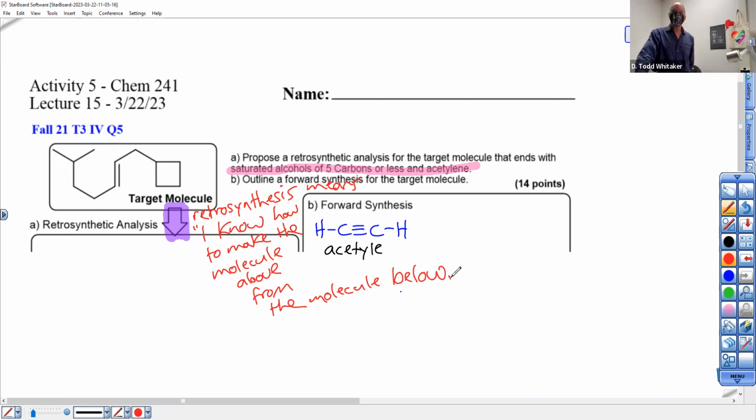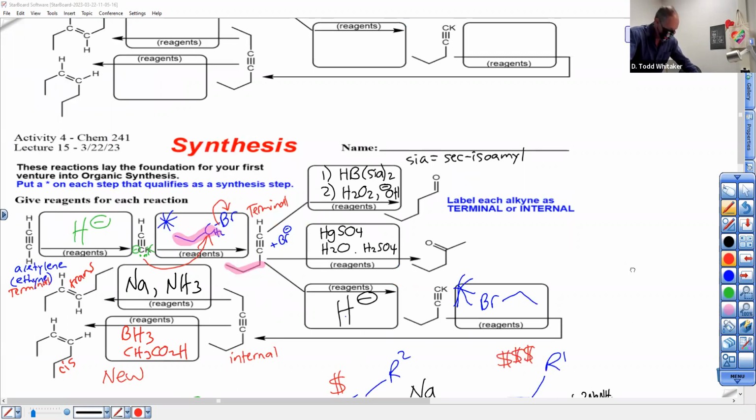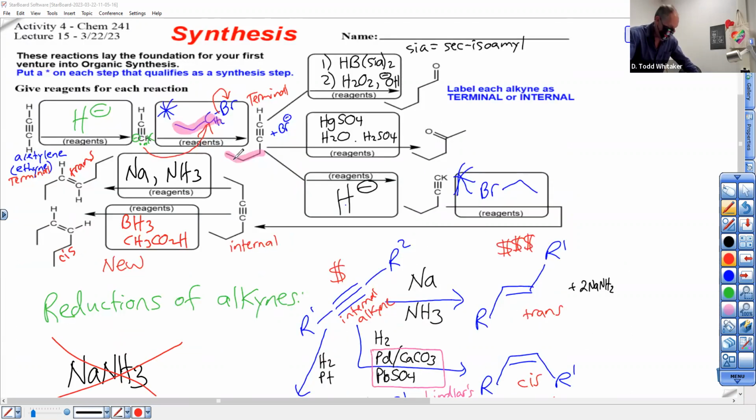Okay? You will be doing a reaction on the molecule below when you do the forward synthesis to make the target. So I'm going to go back to our trans alkene that we learned how to make previously. It's on your activity 4. Where did you make a trans alkene? Right there. What was it before it was a trans alkene? An internal alkyne with all the same carbons. Do you agree? The same number of carbons.